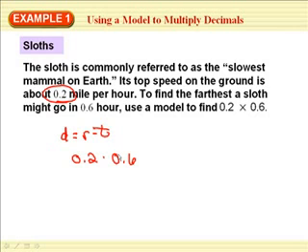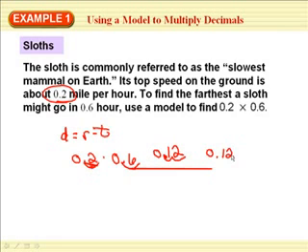If you remember back in 4.1, I told you guys just forget about the decimals and multiply those numbers. 2 times 6 is 12. Then go back and count up the number of decimal places. There's one place in this factor and one place in that one. Decimal places are any places to the right of the decimal. So there are a total of 2 decimal places. Starting on the right side, you have to put 2 in your answer. So your answer would be 0.12. 12 hundredths of a mile is how far that sloth would go. So you forget about the decimals, multiply the numbers, put the decimals back in.